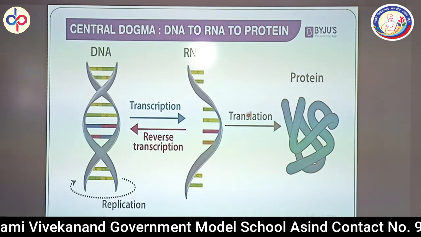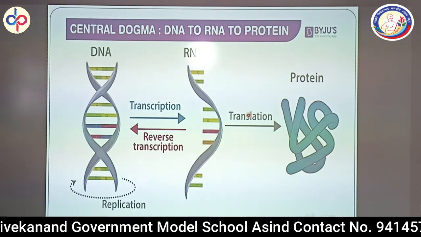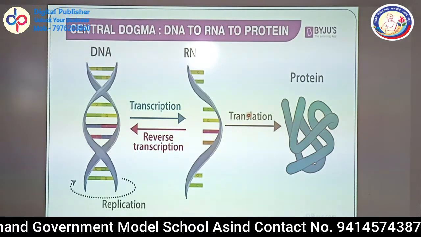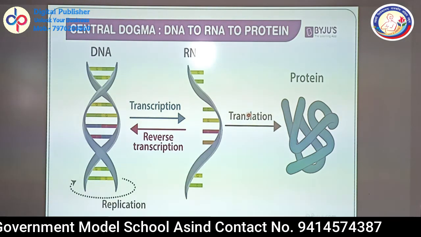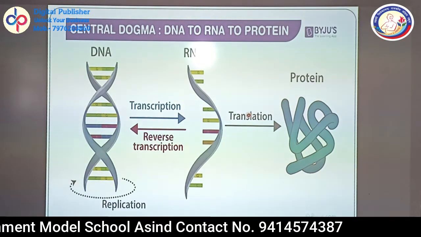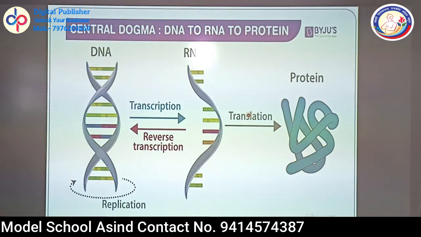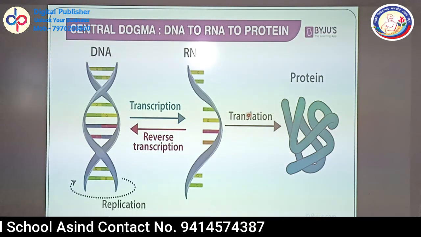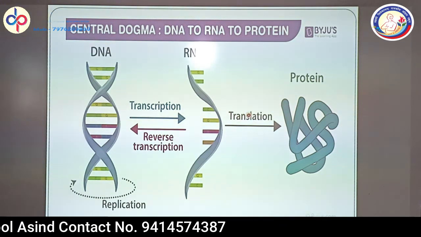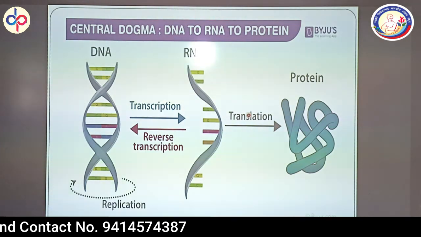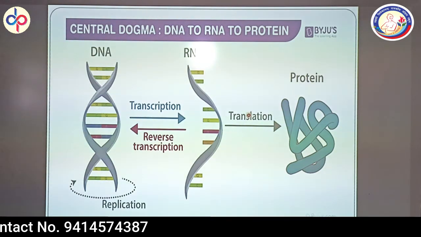So, dear students, we will stay here up to central dogma. I have explained what the genetic material is, what DNA is, the important components of DNA, and the DNA double helix model. So, dear students, try to understand, read it again and again, try to learn.